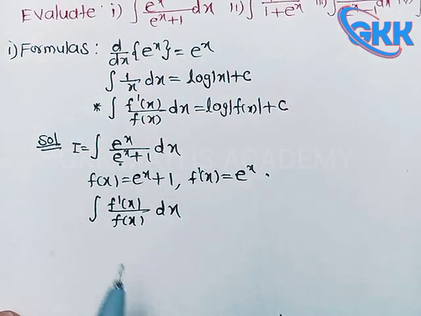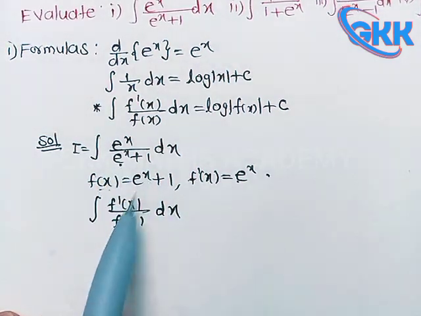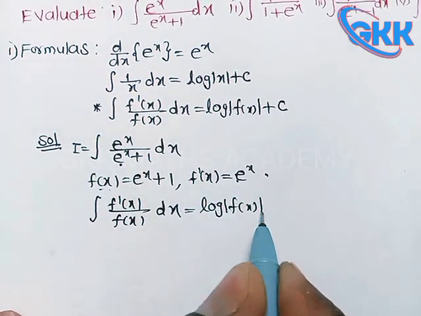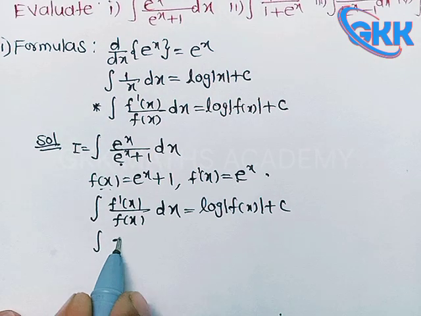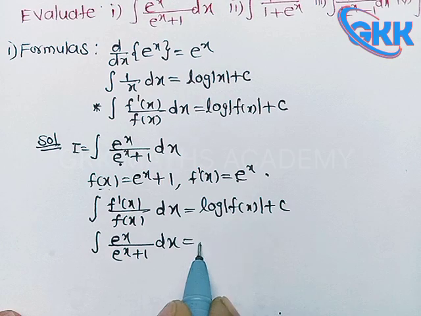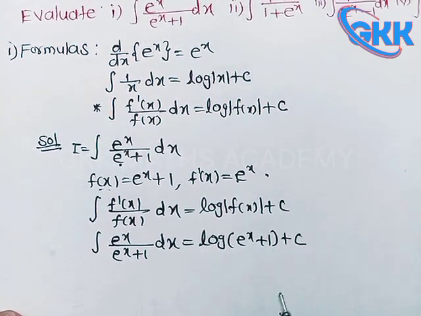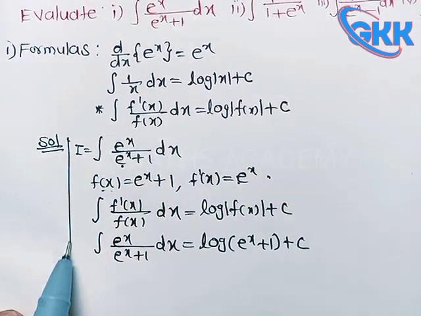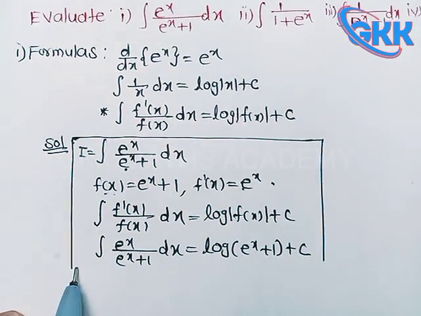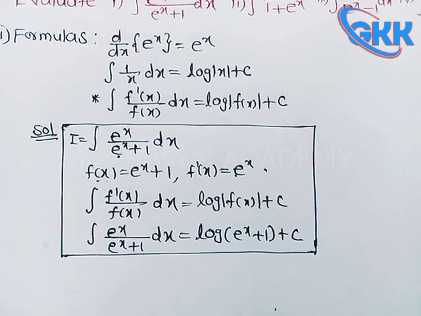The given question has e power x as f dash of x and e power x plus 1 as f of x. What is the formula? Log mod f of x plus c. So integral of e power x upon e power x plus 1 dx is log mod of e power x plus 1 plus c. This is the direct method, sir. If you remember the f dash x by f of x formula, you can go through this.